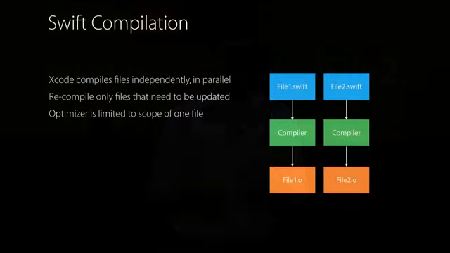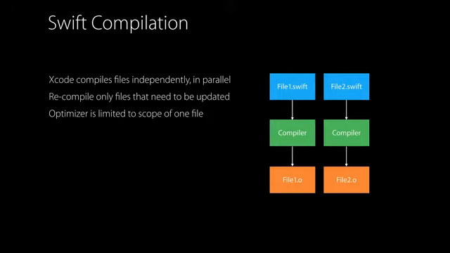So Xcode compiles your files individually. And this is a good idea because it can compile many files in parallel on multiple cores in your machine. And that's good. It can also recompile only files that need to be updated. So that's good. But the problem is that the optimizer is limited to the scope of one file.